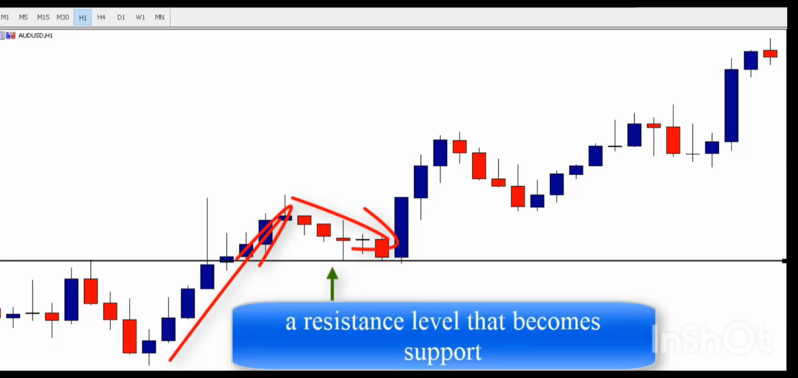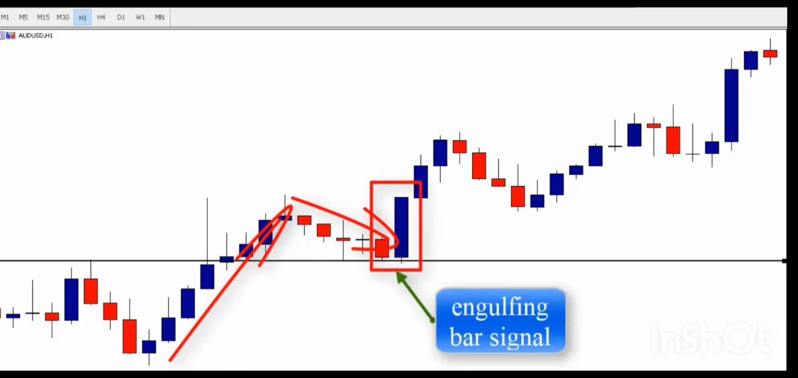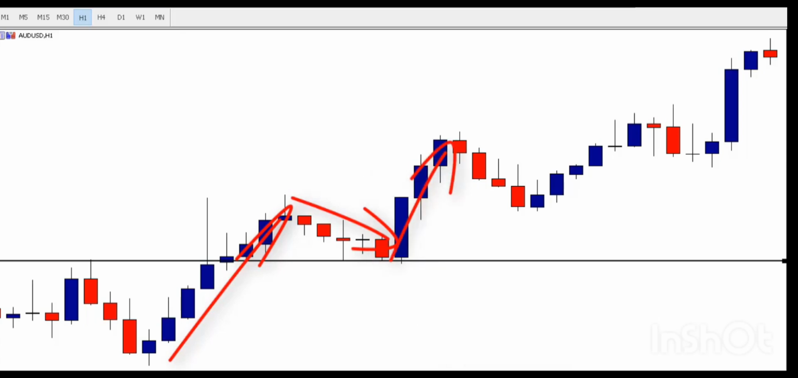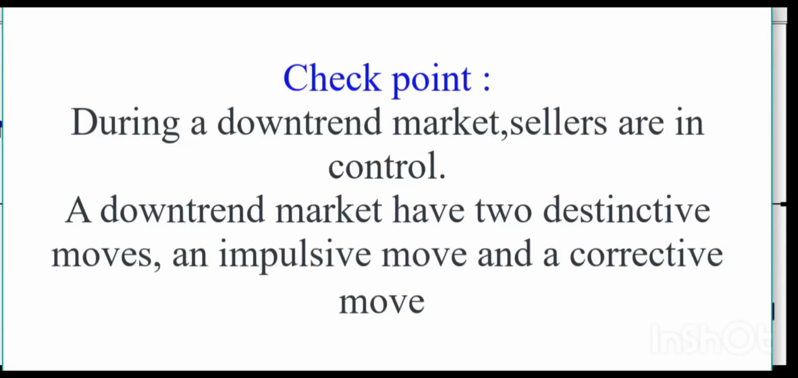Look at here. Look at the resistance level that becomes support, and look at the candlestick. Look at it very well. You see that there's an engulfing candle there, an engulfing bar signal. It shows that price is still continuing towards the upside. And once price is broken, look at those ones. It broke, gave an equal low, and starts moving.